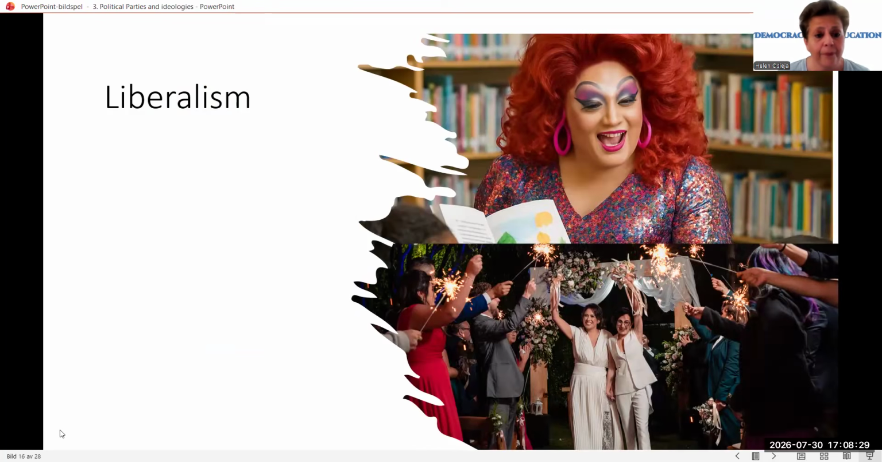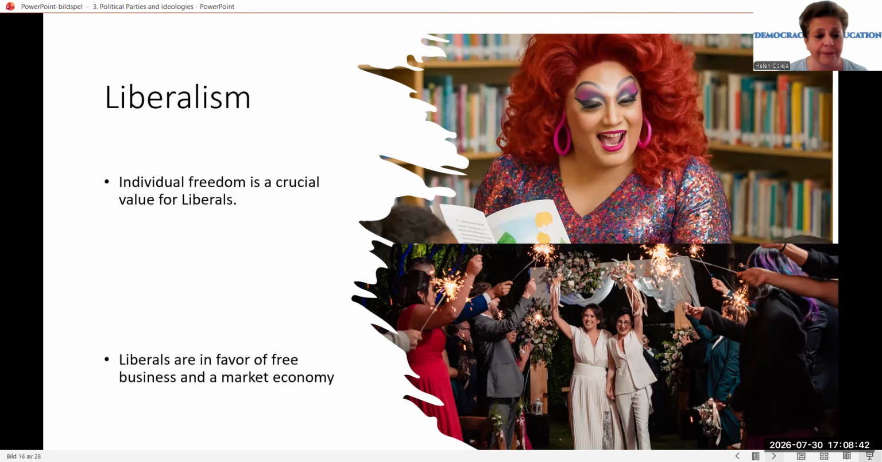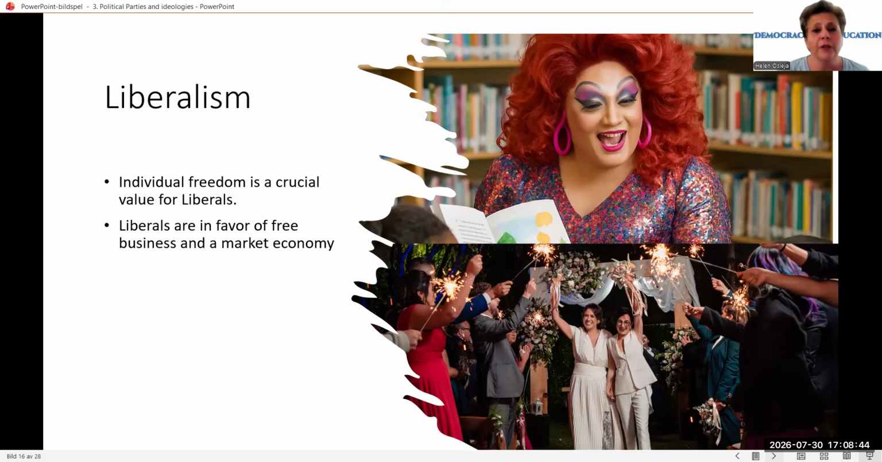Liberalism. For liberals, individual freedom is a crucial value, that you can live your life exactly as you wish. However, liberals, just like conservatives, are in favor of free business and a market economy. For liberals, the state should not interfere in the life of the citizen.